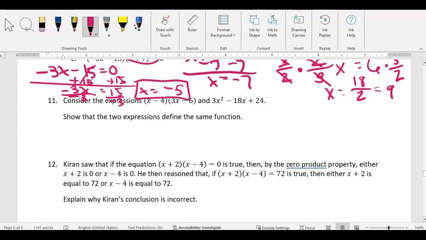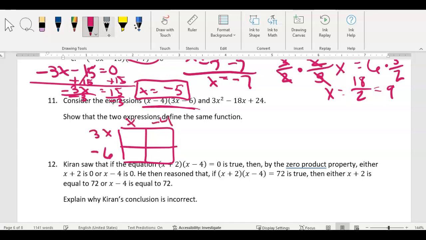Consider these two expressions so that the two expressions define the same function. To show that, I'm going to multiply my factored form to show that it's the same as the standard form. So let's go ahead and do that. You can use whatever method you are most comfortable with. I'm going to model here using the box method, and then you can also use FOIL.